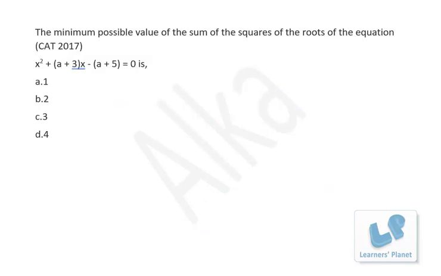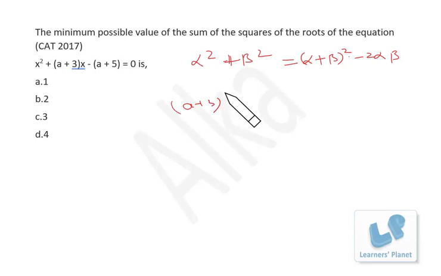Now this is a problem from the CAT 2017 paper: the minimum possible value of the sum of squares of the roots of the equation. I have already discussed this kind of problem, that we can use the concept of maxima and minima. So alpha square plus beta square, that we have to find out. That is actually alpha plus beta whole square minus 2 alpha beta. So alpha plus beta whole square is a plus 3 whole square, minus 2 times alpha beta, that is the product of the roots.